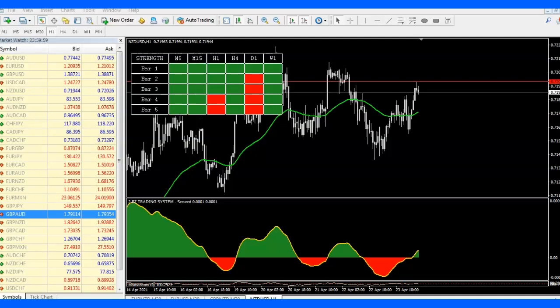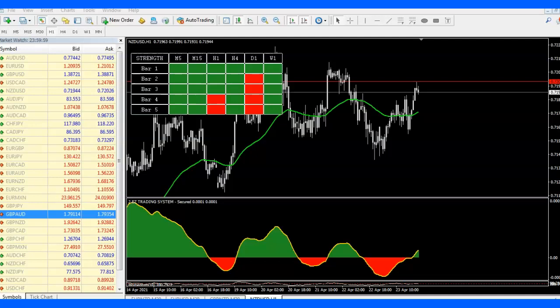Today, I wanted to do a video explaining the differences between the Too Easy indicator and the Simplicity indicator, and also the scanner. I had a couple of questions in the comments: what are the differences between those indicators? So I'm going to talk about it real quick.